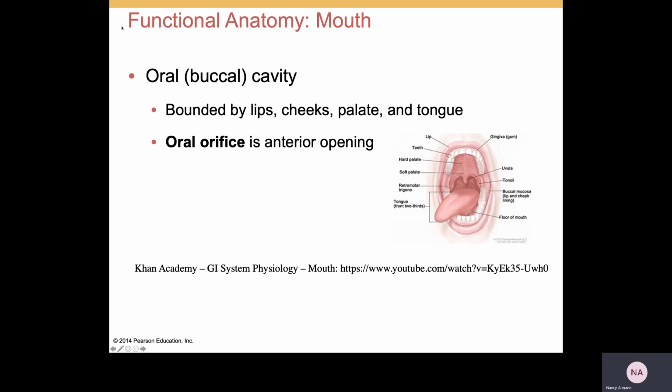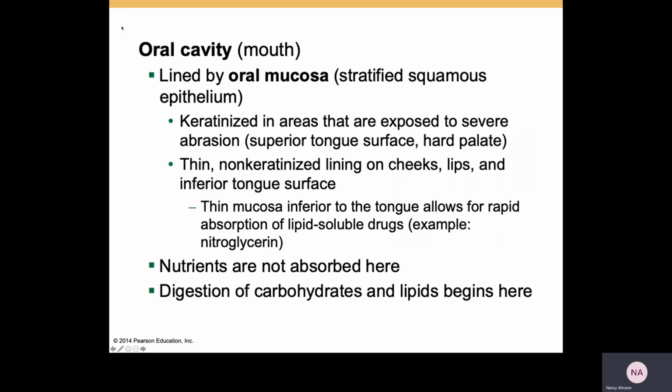So here we are at our oral cavity. Everybody knows what the mouth looks like, right? It's going to be surrounded by the lips, the cheeks, the hard and soft palate, and contain the tongue. The anterior opening is actually the oral orifice. It is going to be lined by stratified squamous epithelium, that oral mucosa.